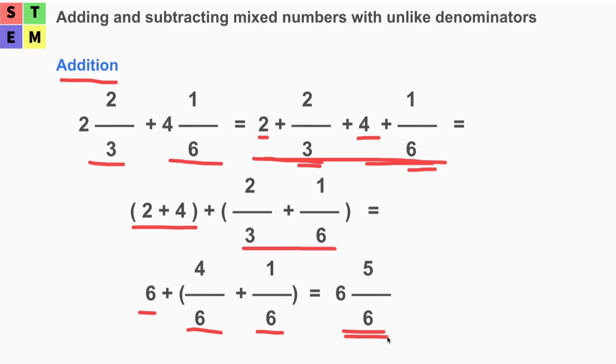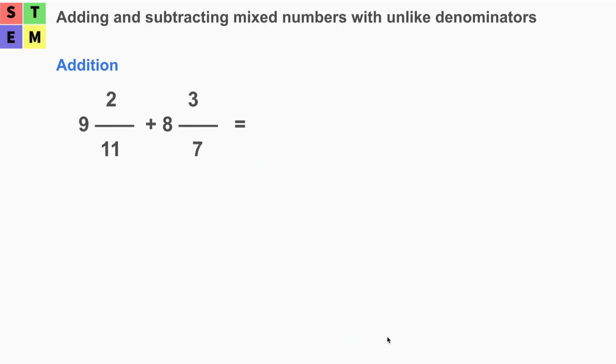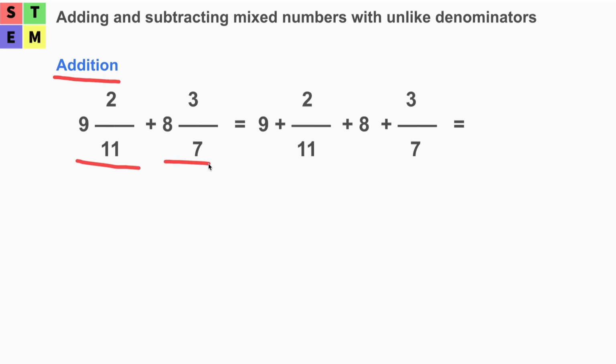All right, we can take a look at another example of the addition. We have 9 and 2 over 11 plus 8 and 3 over 7. It's just a little bit more complicated than our previous example, but we are doing the exact same thing. Try to think first. So 9 and 2 over 11 equals 9 plus 2 over 11, right? And 8 and 3 over 7 equals 8 plus 3 over 7 again.